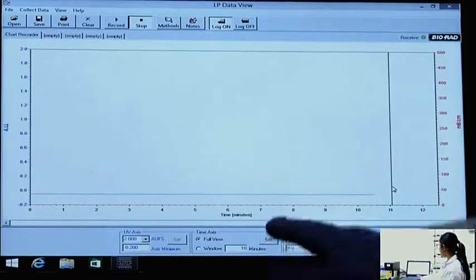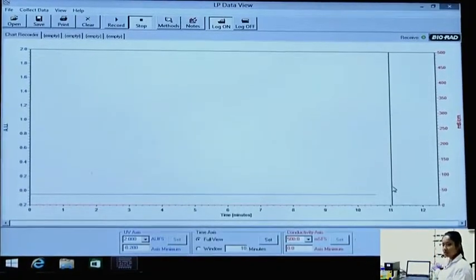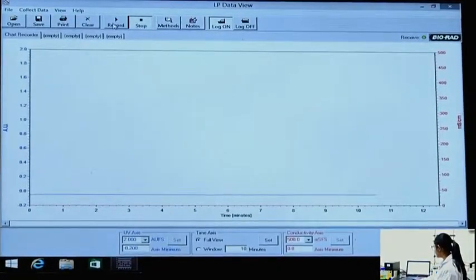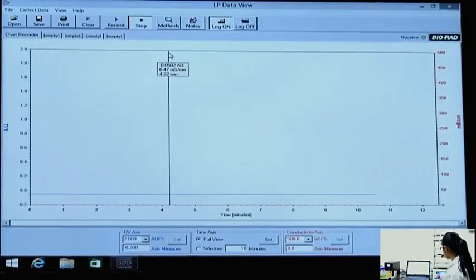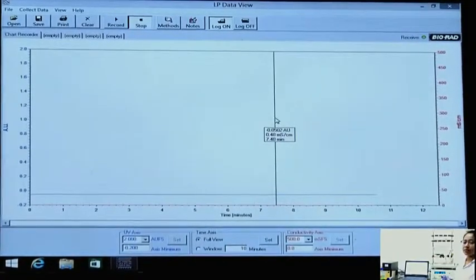Now that I have a flat line and the system is almost clean with deionized water, I will stop it now, and then I will start running a buffer.